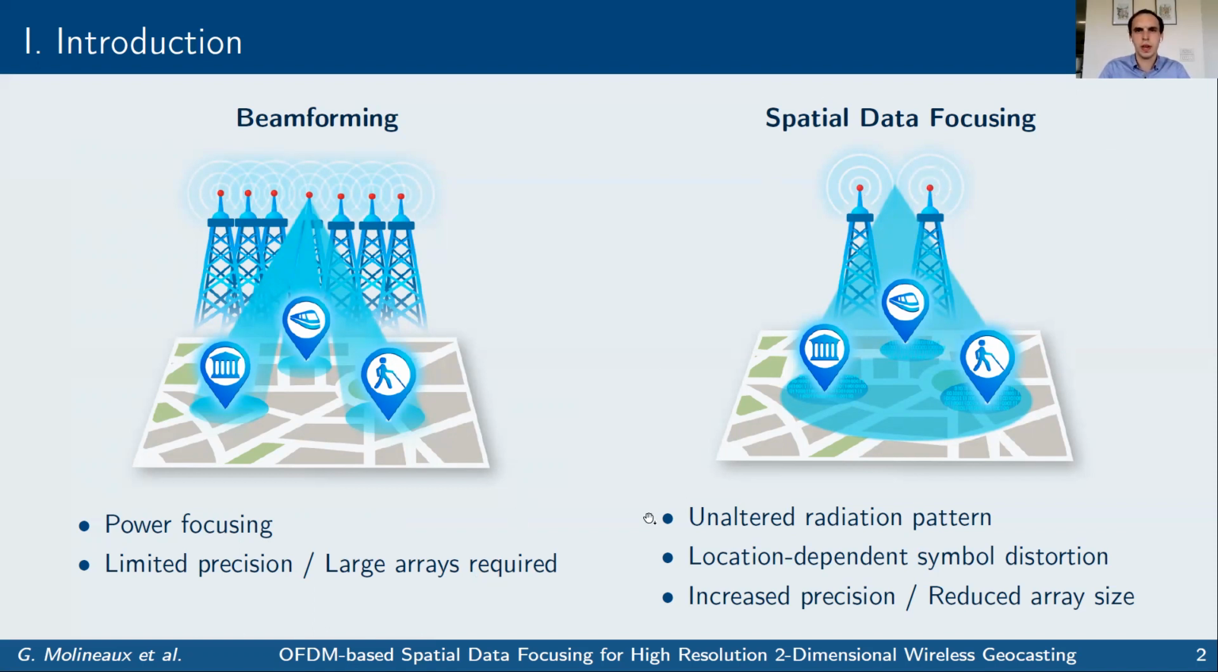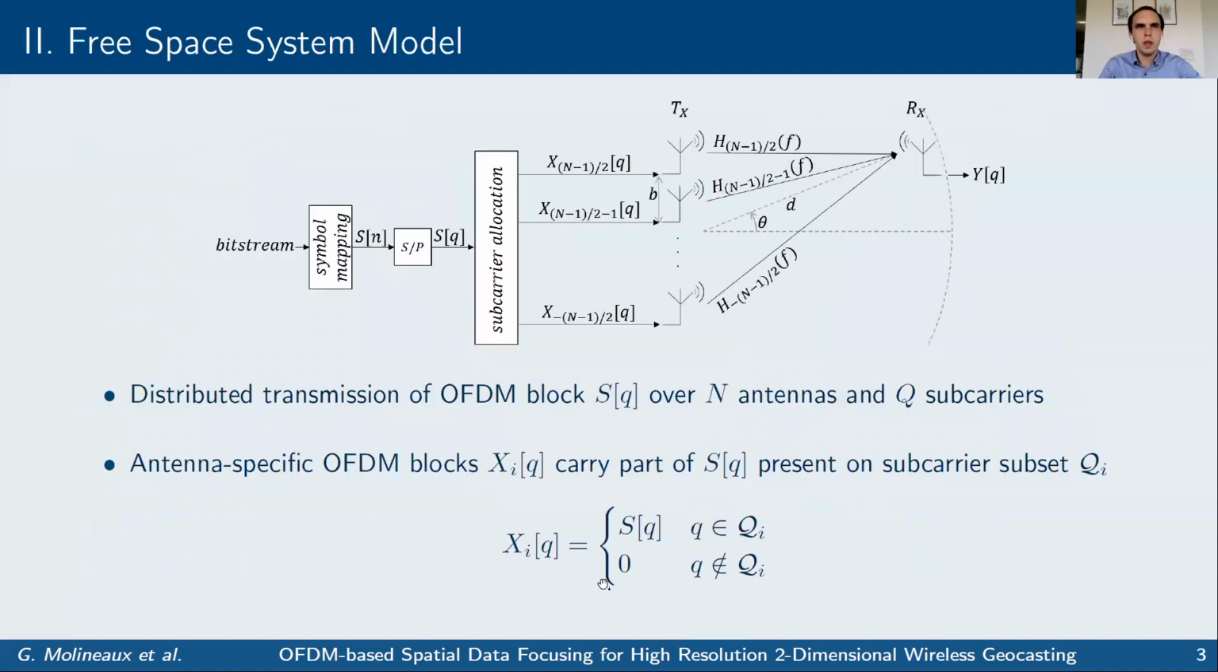Spatial data focusing, on the other hand, does not manipulate the radiation pattern of the array. Instead, it focuses by creating a location-dependent symbol distortion such that information can only be, or the symbols can only be decoded in the predetermined areas. And the benefit of using spatial data focusing over beamforming will be that there is an increased precision with a reduced array size. Now, the free space system model: spatial data focusing always works by transmitting a certain data sequence in a distributed way over different antennas.